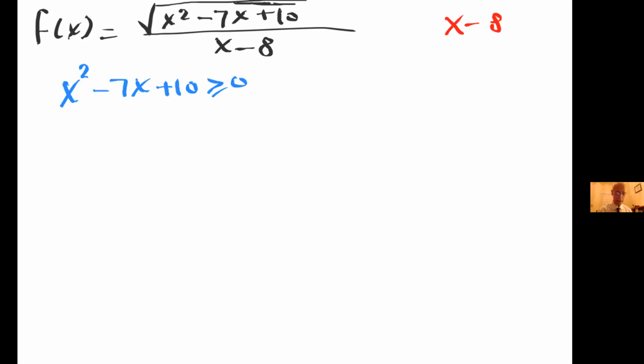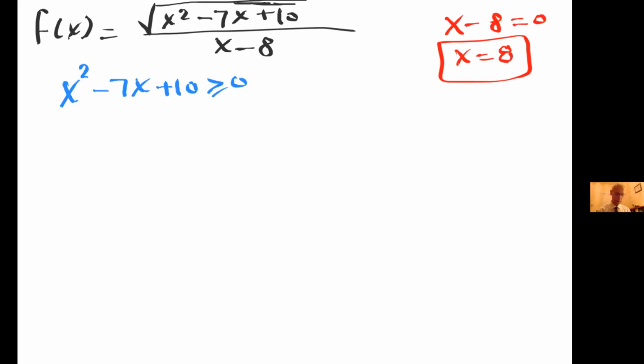x − 8 = 0, x = 8 is an excluded value. Why is that? Because when x is 8, the denominator is going to be 0, and so f of x will be undefined.